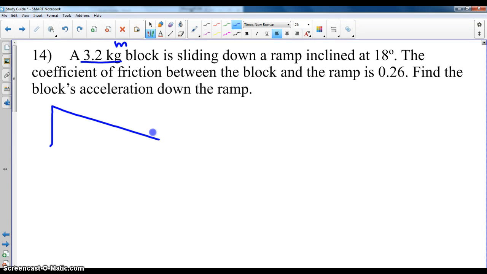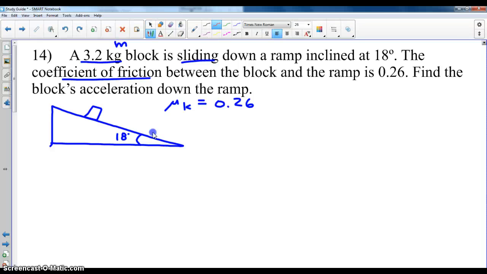A 3.2 kilogram block is sliding down a ramp inclined at 18 degrees. We want the block always to be going rightward in our picture, so I'm going to draw the block and the ramp this way. This is 18 degrees. The coefficient of friction, and it's sliding, so this must be the coefficient of kinetic friction, is 0.26. But I'll make sure I improve the language of the problem to state specifically kinetic friction. That's 0.26. Find the block's acceleration down the ramp.